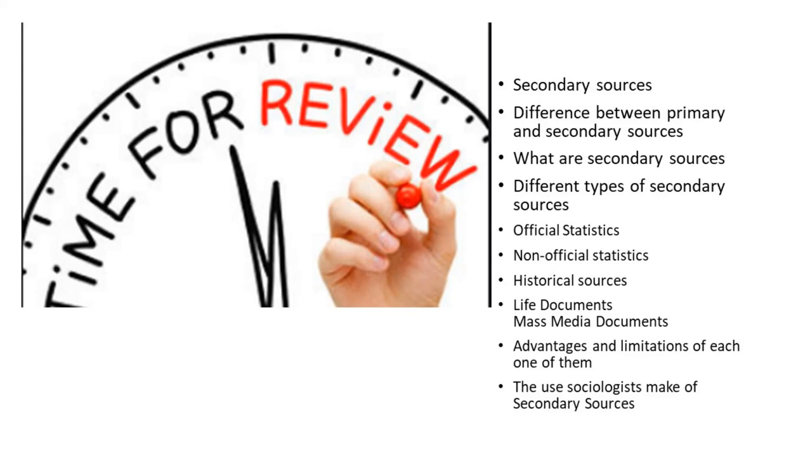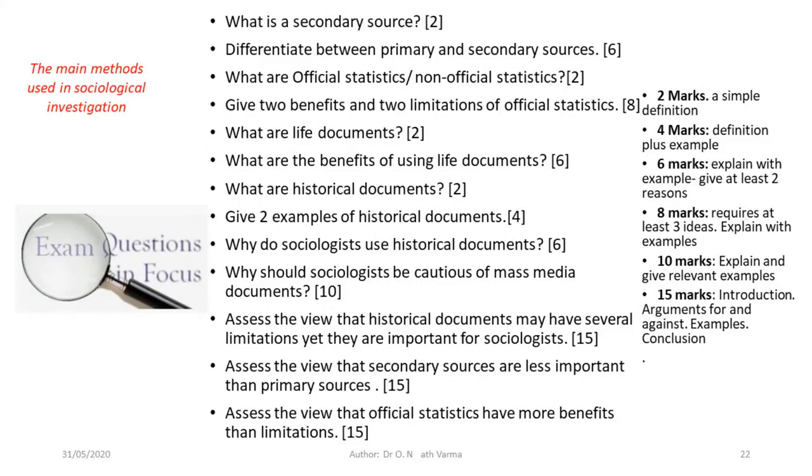We looked at differences between primary and secondary sources, what secondary sources are, and different types of secondary sources: official statistics, non-official statistics, historical sources, life documents, mass media documents. We also looked at the advantages and limitations of each one of them and the use sociologists should make of secondary sources. Let's now look at some of the questions you might get on these topics.